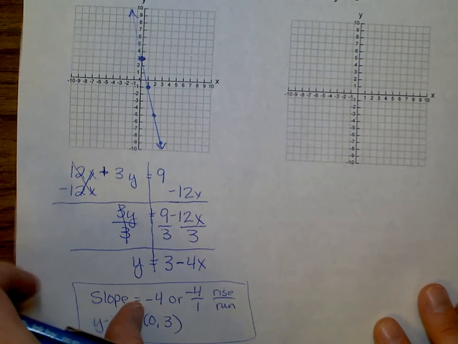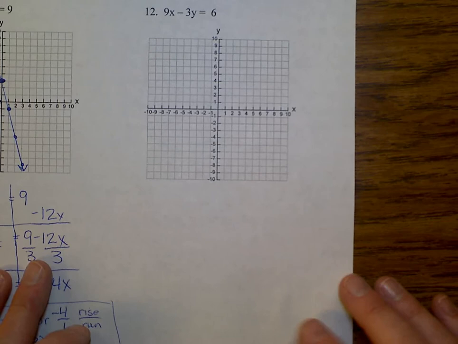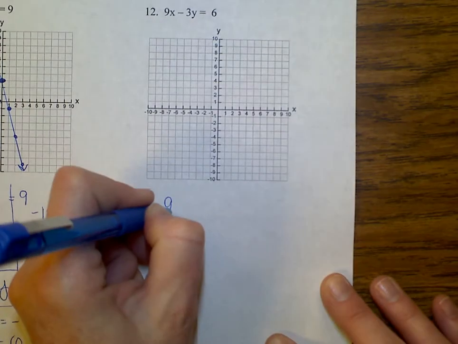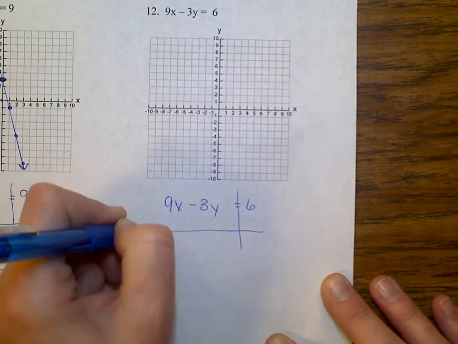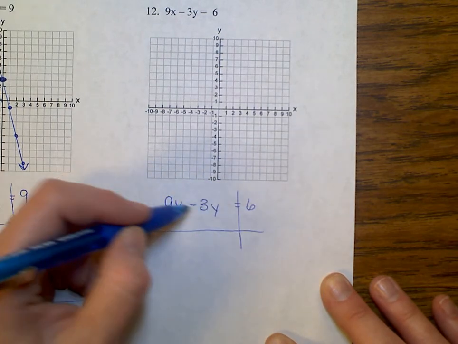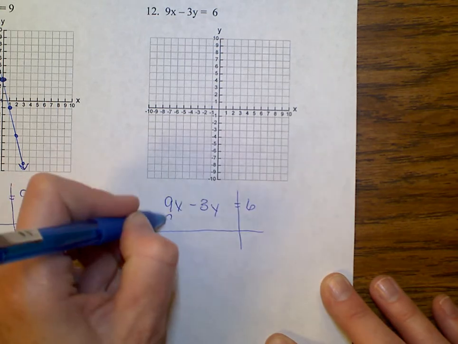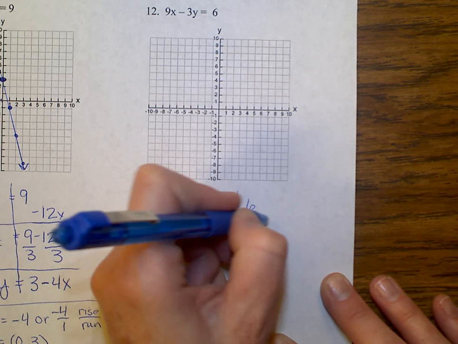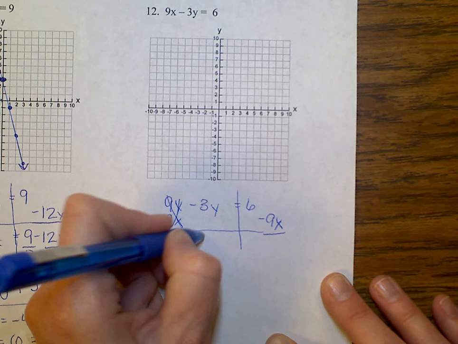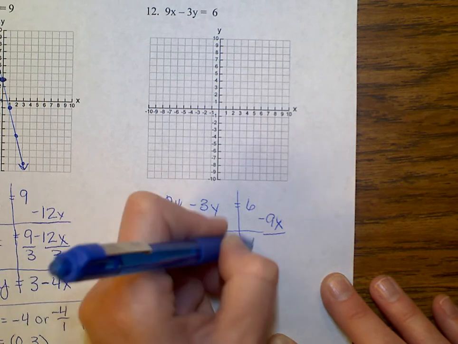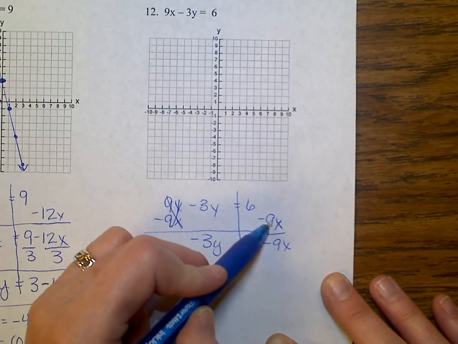Let's do 12 together, and then I'm going to have you do the other ones on your own. So we're going to have the 9x minus 3y equals 6. Y needs to be by itself, so I'm going to get rid of this 9x and move it to the other side of my equal sign by subtracting, doing the opposite operation. This goes away. I have -3y equals 6 minus 9x. I cannot put these numbers together because they are not like terms.